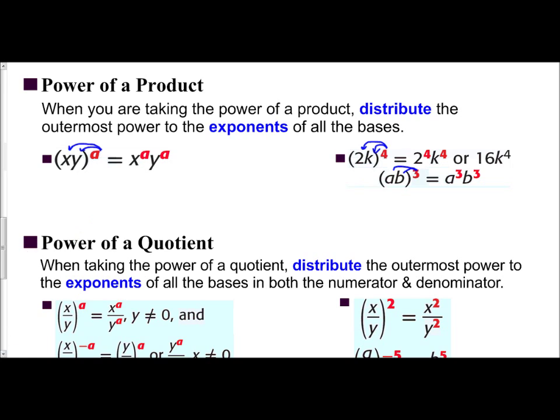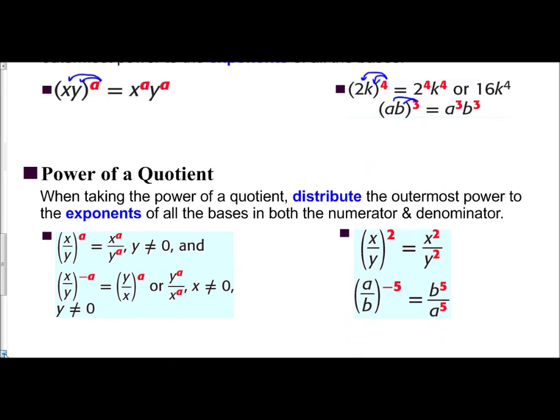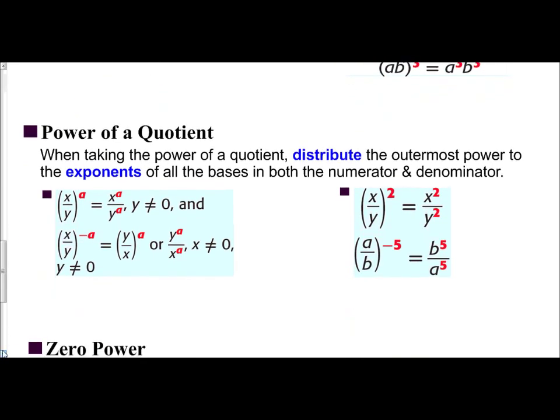Same idea with power of a quotient. You're going to distribute the outermost power to the exponents of all the bases in both the numerator and the denominator. So I have x over y to the a power. I'm just going to have x to the a over y to the a. So if I have x over y squared, I get x squared over y squared.